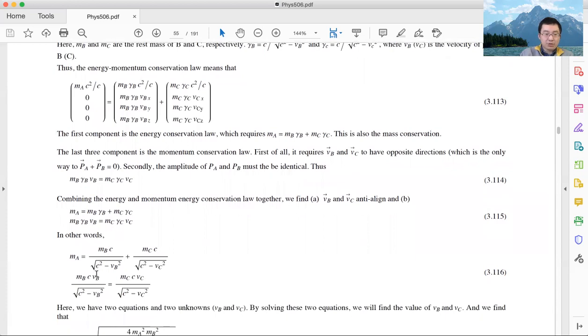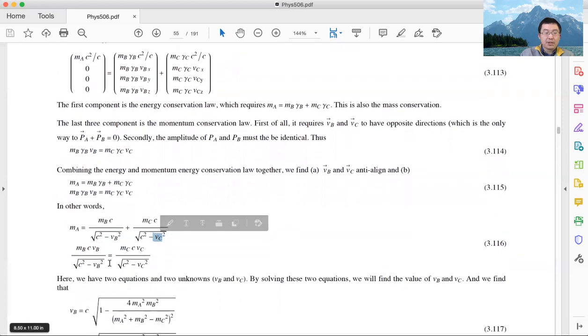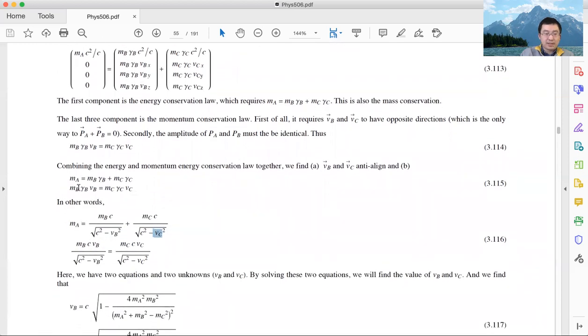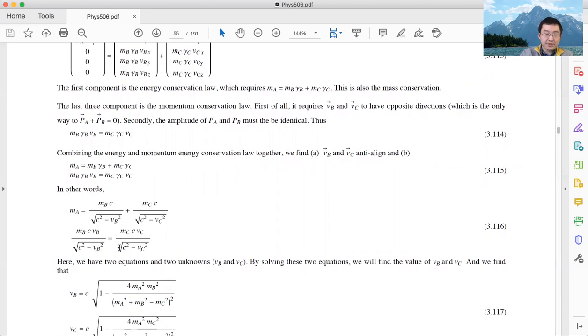And we can rewrite these two equations explicitly. We can write gamma B and gamma C out. Gamma B is C over the square root of this guy. Gamma C is C over the square root of this guy. It contains the velocity of particle B and the velocity of particle C. That's the mass conservation law, the energy conservation law. For the momentum conservation law, it's the same thing. We can write down gamma as C over the square root. That's the definition of gamma. Gamma C is the speed of light over this square root. So it's the same equation, we just wrote out explicitly what those gammas are.